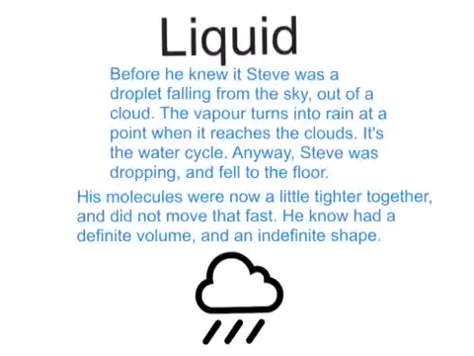Now, before he knew it, Steve was a droplet falling from the sky, out of a cloud. The vapor turns into rain at a point when it reaches the clouds. It's the water cycle. Anyway, Steve was dropping and fell to the floor. His molecules were now a little tighter together and did not move that fast. He knew he had a definite volume and an indefinite shape. And here, just an image of rain. And Steve would be one of these tiny droplets.